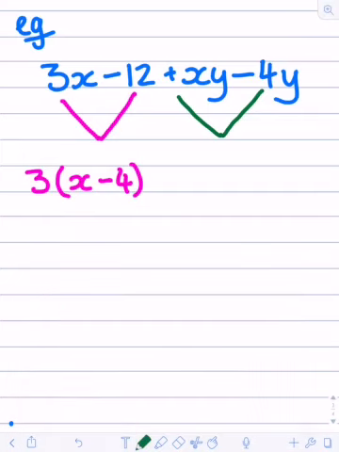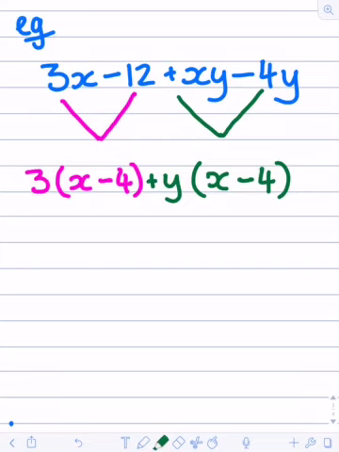Let's factorize the second pair, xy and minus 4y. Now they don't share any common factors in numbers other than 1, but they do share the common factor of y. So we can put y times what is xy, another x, and y times what is negative 4y, a negative 4. Now we factorize both of them by grouping in pairs, but if you look at this very carefully, this says 3 times x minus 4 and y times x minus 4. So they're both multiplied by x minus 4.